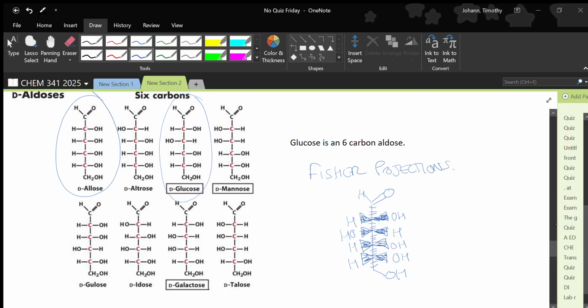Okay, but so these are Fisher projections, and they are showing stereochemistry because if we think about chiral carbons here, how many chiral carbons does glucose have? 4, right? All 4 of these are chiral. That only has 3 things attached, and this here has 2 hydrogens attached to it. So 2 the same 3.